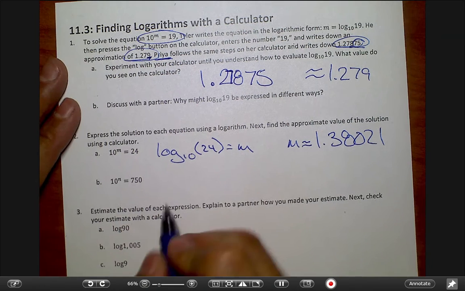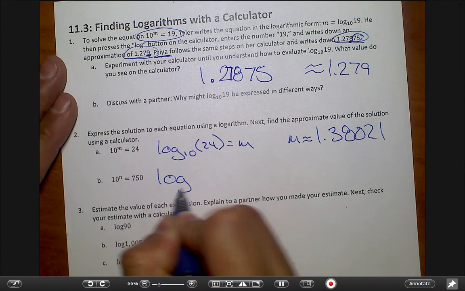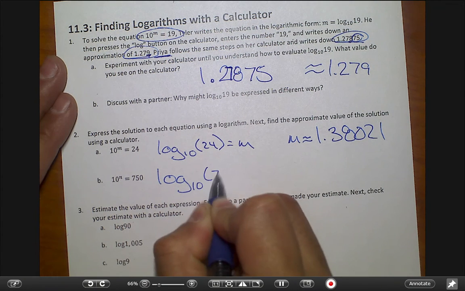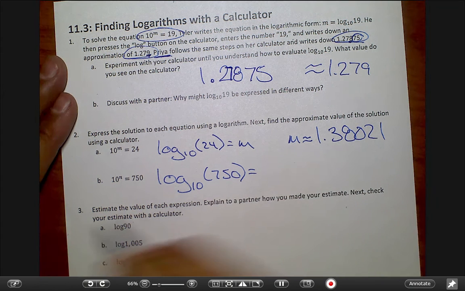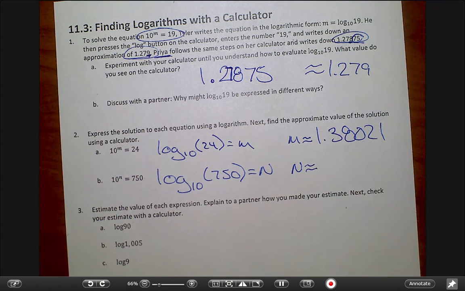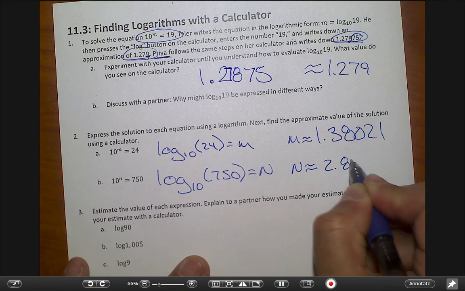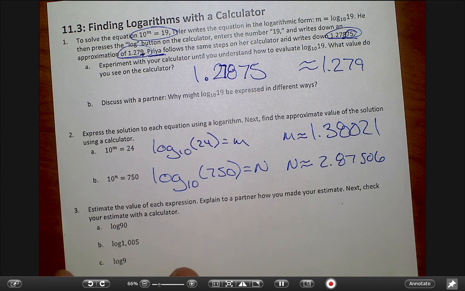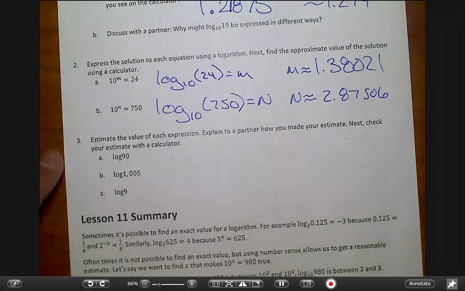All right, so this next one's going to be log base 10 of 750 is equal to n, and n is going to be, hold on, let me see. Karen, what'd you get? Yulissa, what'd you get? 2.80506. Like that? Okay, you guys feel pretty good about this? All right, good job.